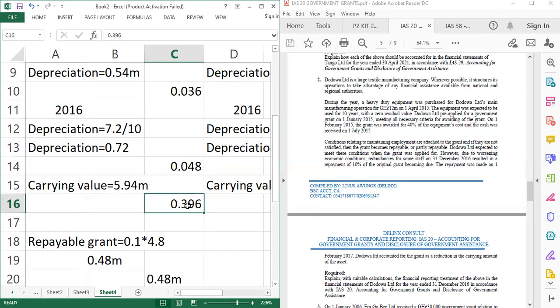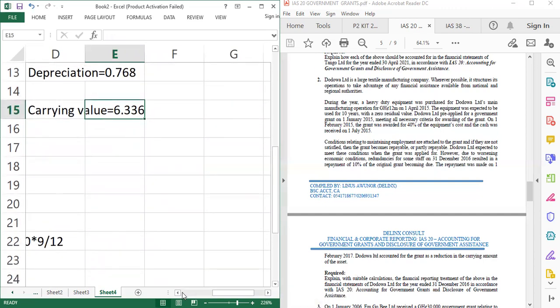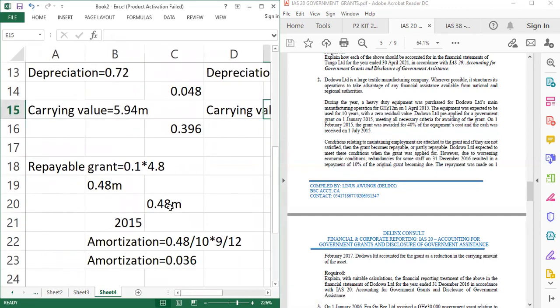Then you come here, you increase your carrying value, which is the 5.954, assuming that all the grants have been taken. You increase it by this figure to now have the actual carrying value if the 10% grant was not taken. So you pick the one that you are comfortable with. All right.